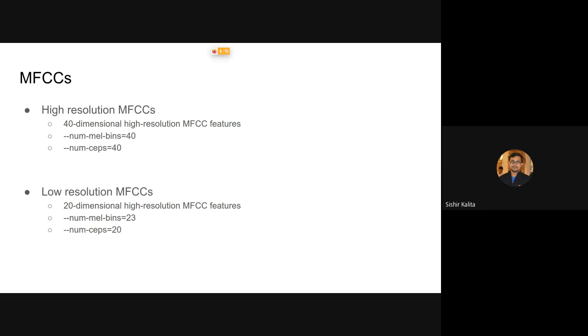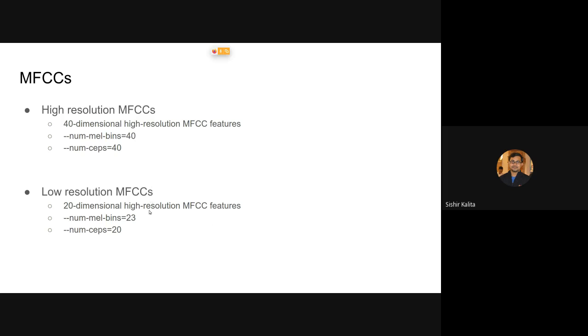Then in TDNN training, we actually extract two types of MFCCs. One is low resolution and one is high resolution. Kaldi gave those names. High resolution means that, whatever the number of filters used to compute the MFCCs, the triangular filters, they use 40, and the number of cepstrum also they took 40. So that's what they call high resolution.